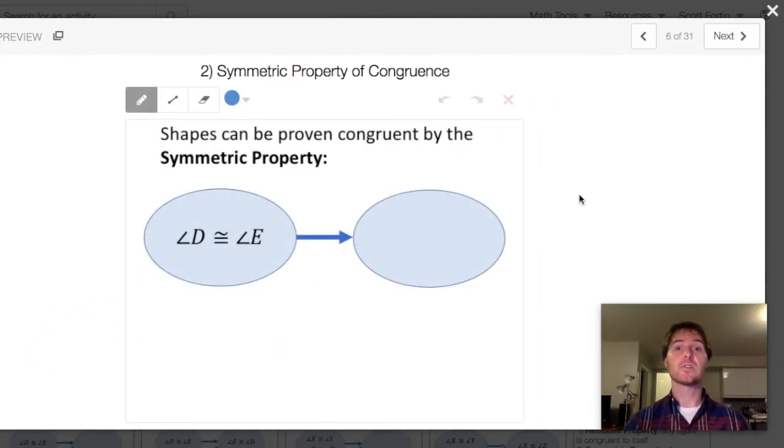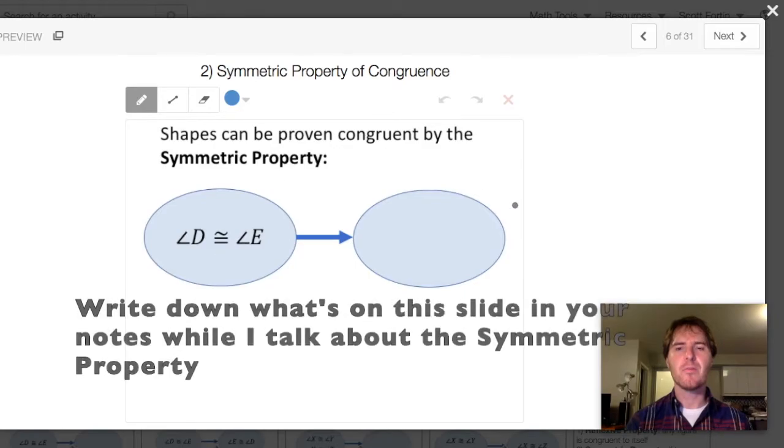Moving on here, this one's not that important, but it's in your section: the symmetric property of congruence. Shapes can be proven congruent by the symmetric property. So what symmetric property means is, remember in Algebra 1, you used to draw a line of symmetry right down here. So the symmetric property is the thing that tells us that the side of the congruent symbol doesn't matter at all.